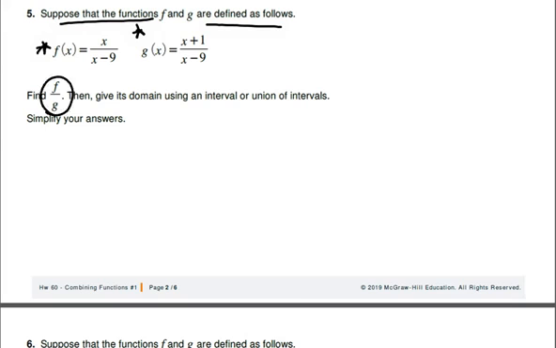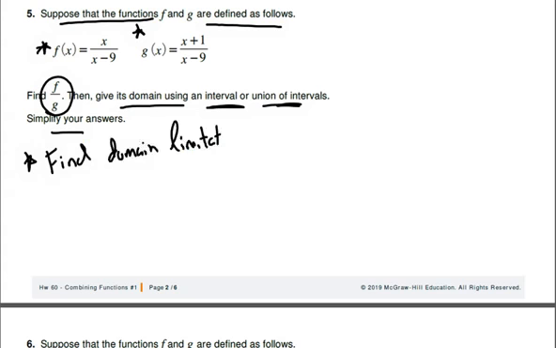This is a little bit different. This says suppose the functions f and g are defined as follows. So we have f of x is equal to this rational function, and we have g of x is equal to this rational function. And they say, all right, find f over g, then give its domain using an interval or union of intervals. So this is a little bit different, where it's asking what values are allowed. And then we'll simplify the answer.